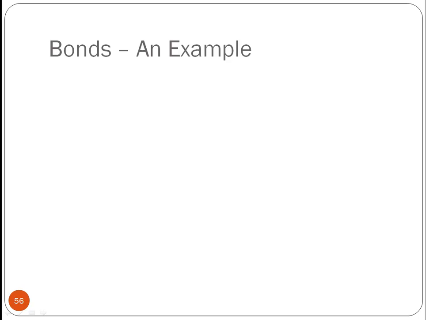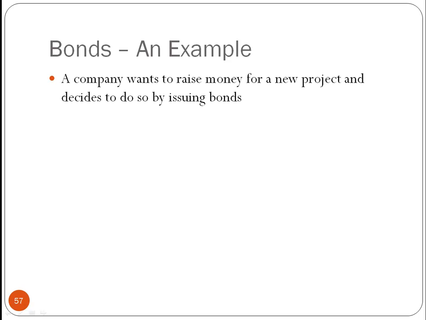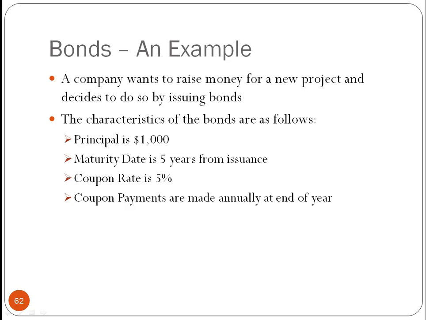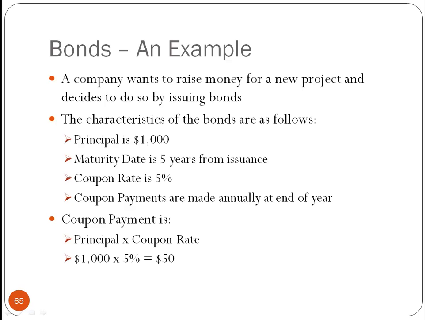All right, so let me give an example now of bonds. We've been kind of talking conceptually. A company wants to raise money for a project, and it decides to do so by issuing bonds. The characteristics of the bonds are as follows. Principal is $1,000. Maturity date is in 5 years. Coupon rate is 5%, and the coupon payments are going to be made annually at the end of the year. Let's do a quick calculation on the coupon payment. That's going to be the principal times the coupon rate, which is $1,000 times 5%, or $50.